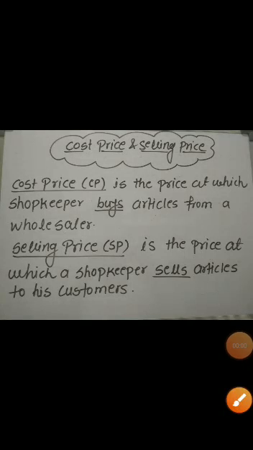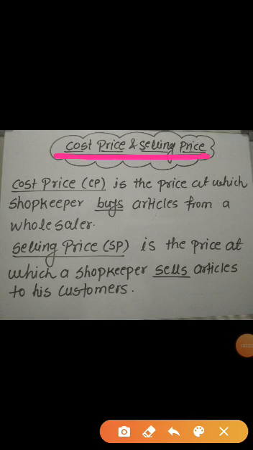Students, today I am going to start the new topic, that is cost price and selling price. Now let us understand first what is cost price and selling price. Cost price is the price at which a shopkeeper buys articles from a wholesaler, and selling price is the price at which a shopkeeper sells articles to his customer. We can write CP for cost price and SP for selling price.